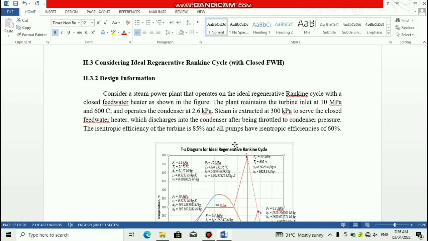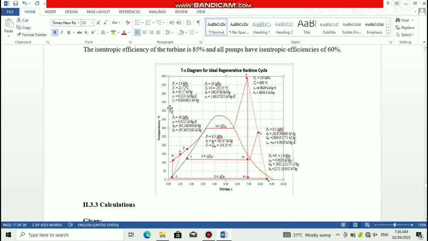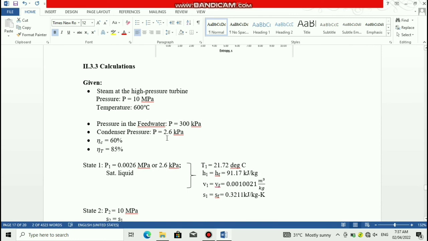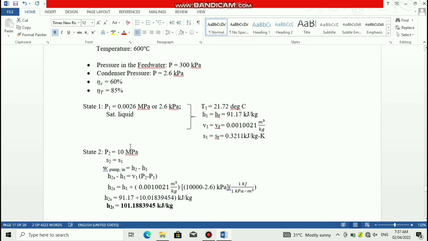So this is the TS diagram for the ideal regenerative Rankine cycle. The pressure, temperature, enthalpy, entropy, and specific volume are written at every state. For the calculations, given steam at the high pressure turbine, pressure equals 10 megapascal at temperature 600 degrees Celsius. Then pressure in the feed water heater equals 300 kPa. Then condenser pressure is 2.6 kilopascal, given that the isentropic efficiency of the pump is 60% and for the turbine 85%. At state 1, it is a saturated liquid at 2.6 kPa. So we get the temperature, enthalpy, specific volume, and entropy at state 1.